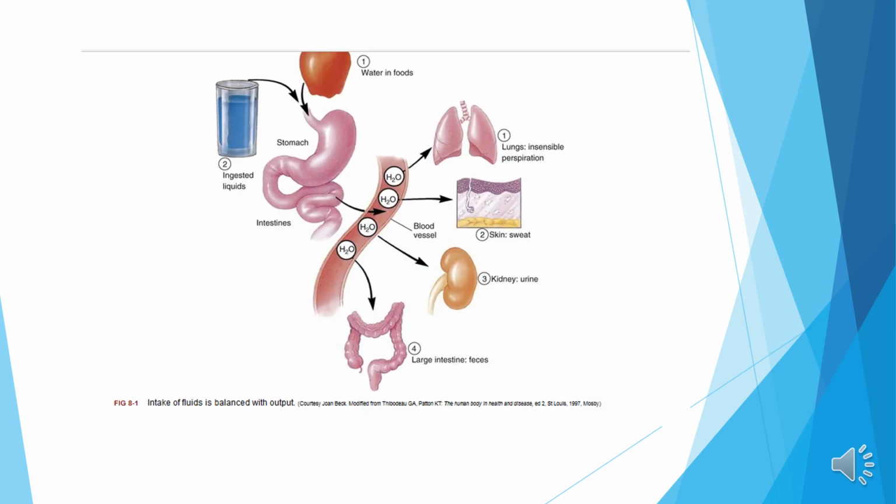This is a great diagram, and you can find it on page 132 of your book. It really shows the intake of fluids as it's balanced with our output. So we get in water through foods as well as liquids. So we'll talk about some foods in just a little bit that have water in them.